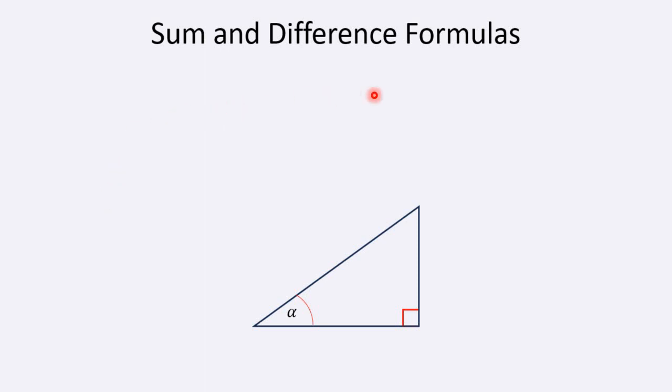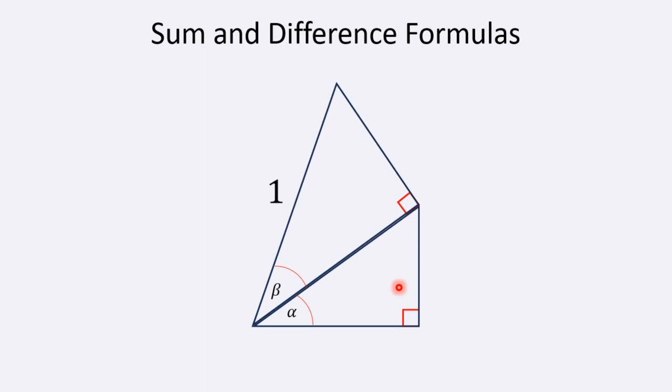Sum and difference formulas. So we're going to try to derive formulas for the sine and cosine of the sum of two angles and also for the difference of two angles. Here we're starting off with one angle, alpha, in its own triangle here, and I'm going to stack on top of it another angle, beta, in its own triangle. For simplicity, I'm going to let the hypotenuse of the beta triangle be equal to 1.